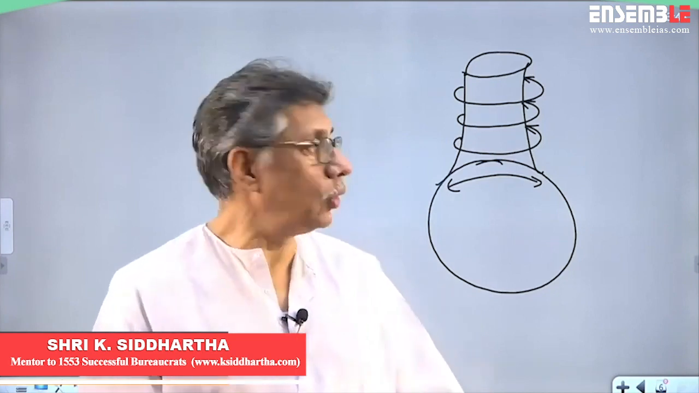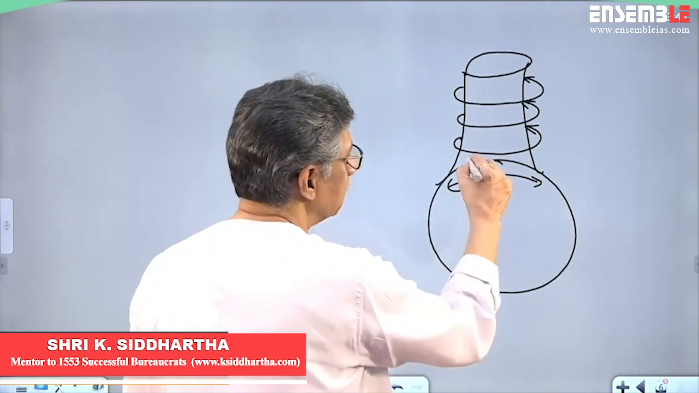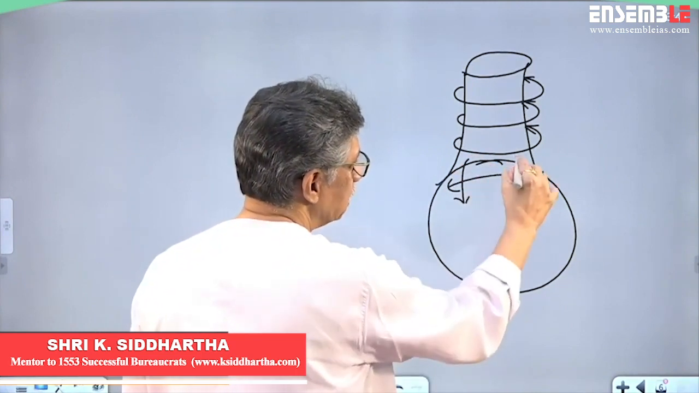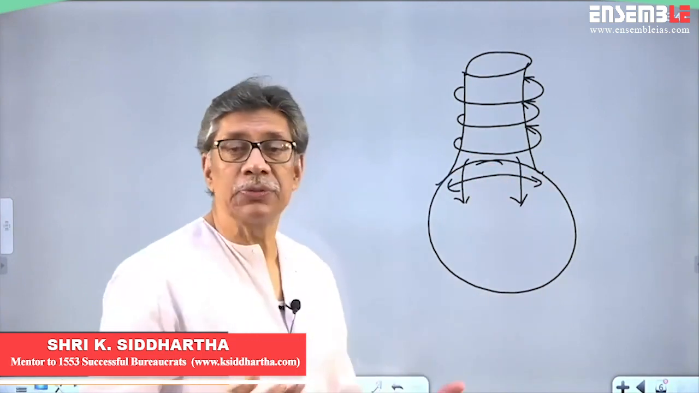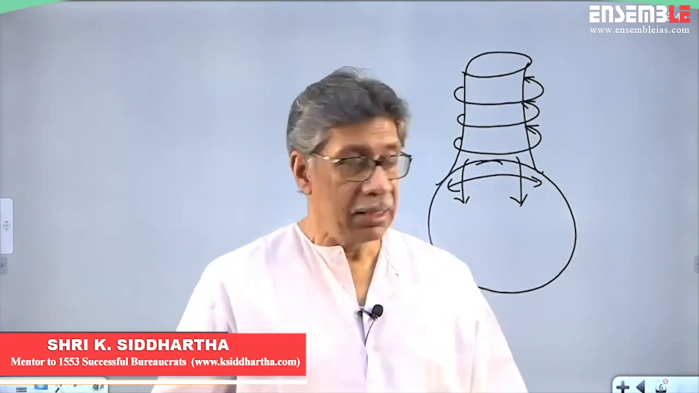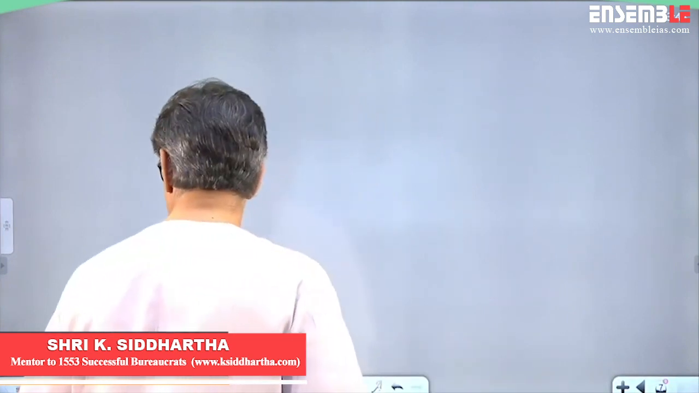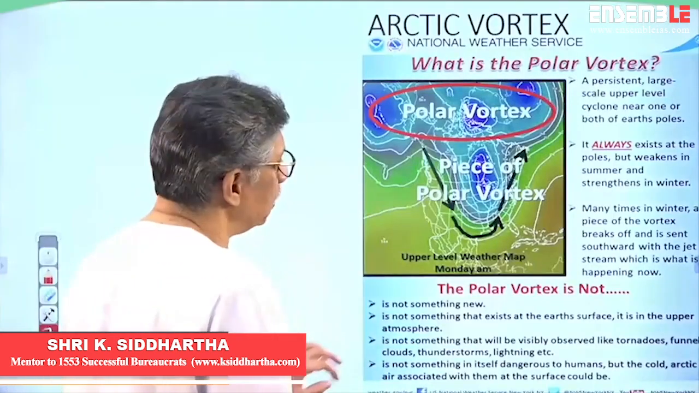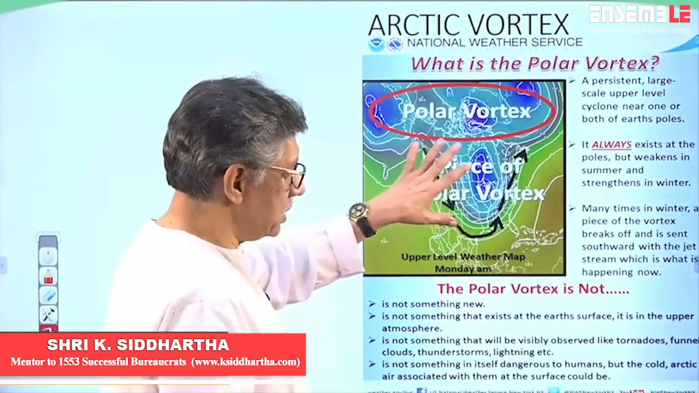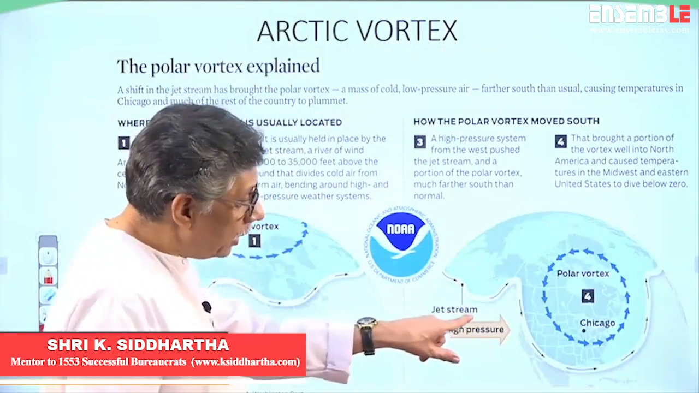The vortex, although it is here, can spill out. Spill out means it can come to this place, it can come to this place as well. That is what we call spilling itself out. And why can it spill itself out in these regions? It can spill out because of a variety of reasons, and this spilling can be because of a high pressure.